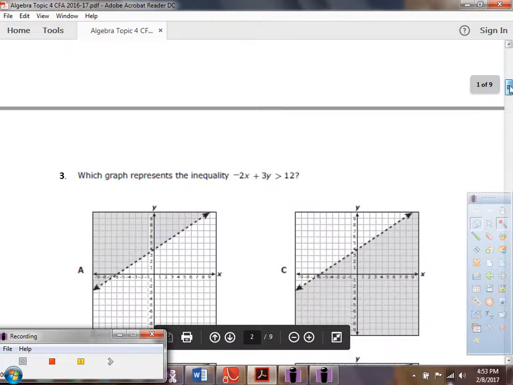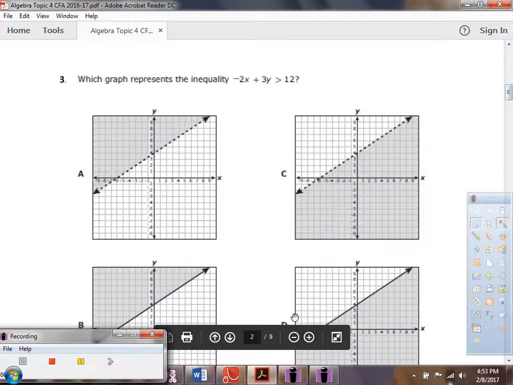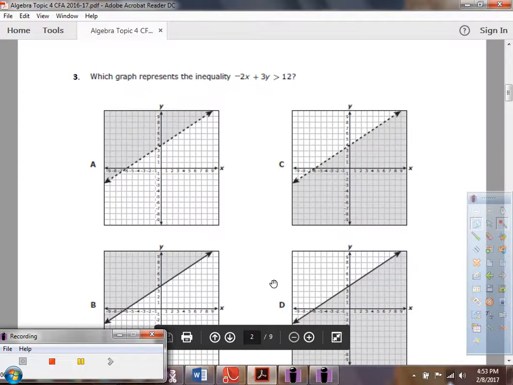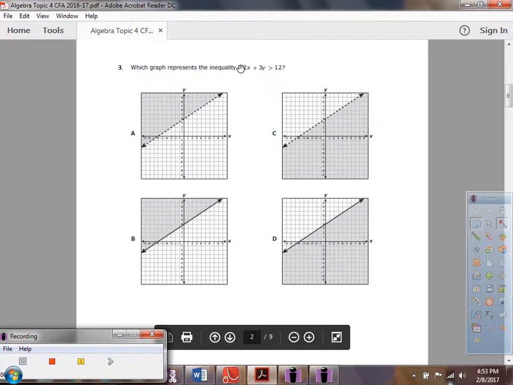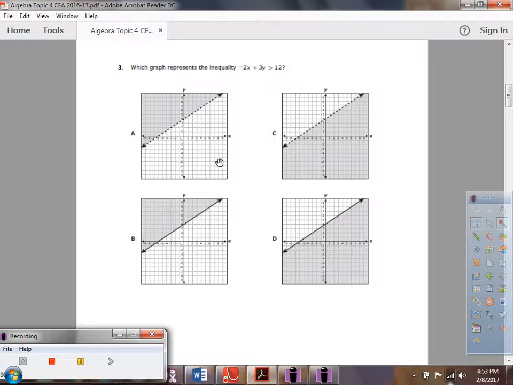All right, so on number 3, this one was a graph. Which graph represents the inequality? And they do give you the inequality here. So basically what you want to do is just graph. I mean, this question is very simple. Now you do want to pay attention: this one has a dotted line, this one has a solid line. So there is a difference between A and B. The shading is the same. The X and Y intercepts are the same, but one is dotted, one is solid.